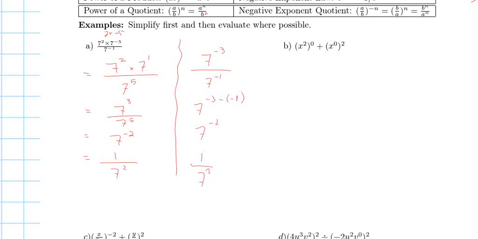So what's x squared to the power of 0? X to the power of 0 is 1, right? So if you want, you can write the middle step. It's x to the power of 0 plus x to the power of 0, because 0 times 2 is also 0. And then that would give you 1 plus 1, which is 2.